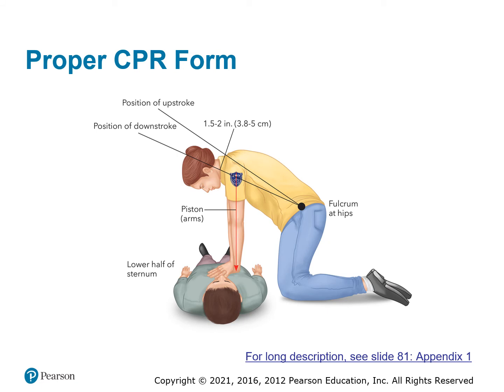This shows you the kind of positioning we look at. The fulcrum is at the hips, so you're using the hips to bend, and you're going straight up and down on the chest. Good CPR saves lives.